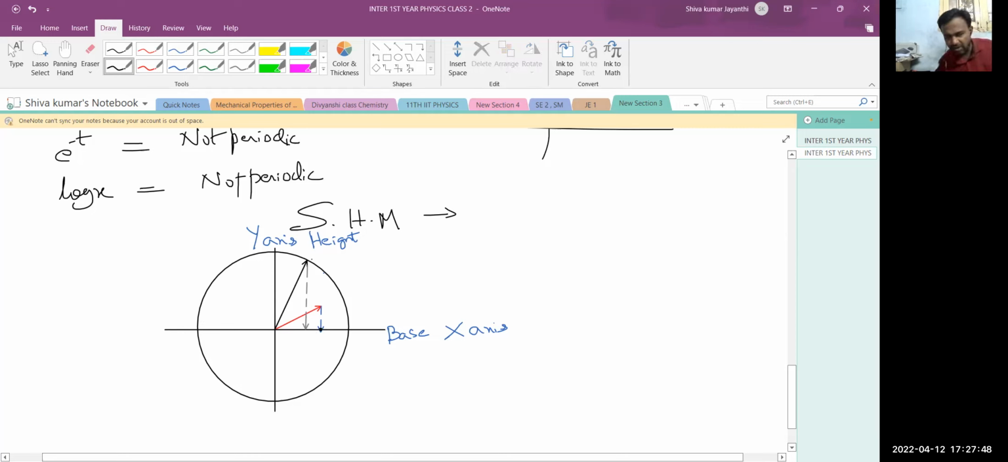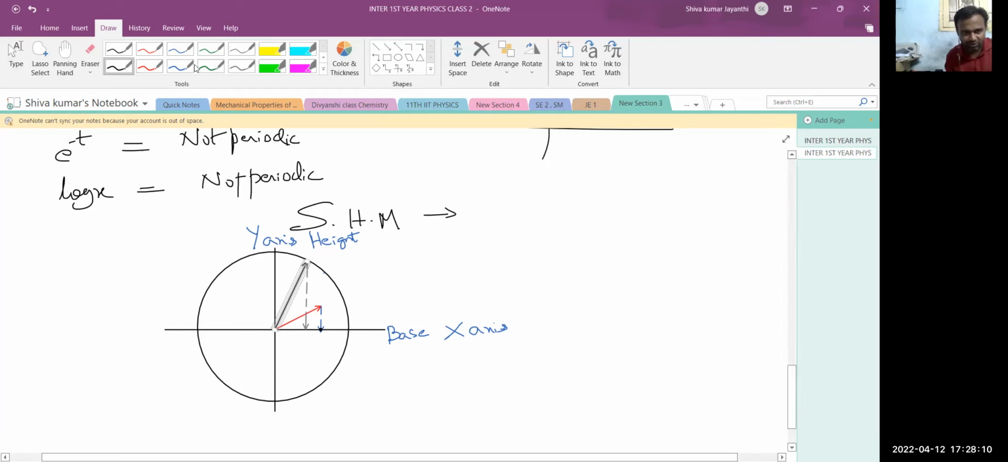Now can you tell me, when any of the hands rotates, what happens to the shadow? Where will the shadow move? The shadow will move on the x-axis, isn't it? The shadow will move like this. First, where will the shadow be?